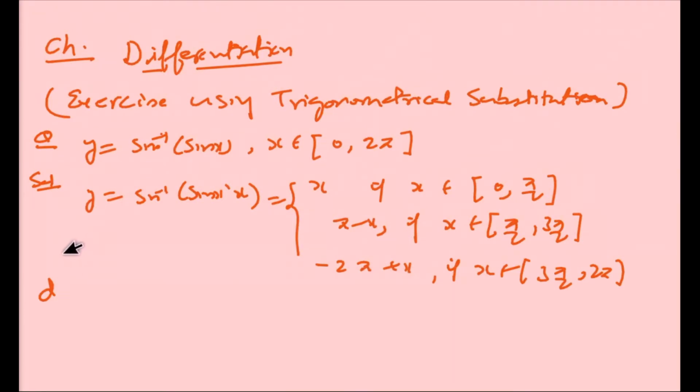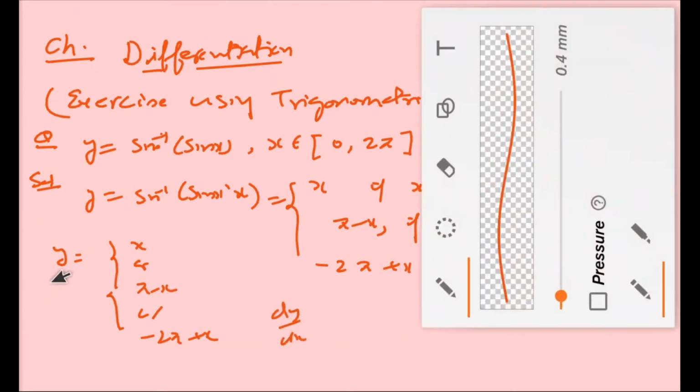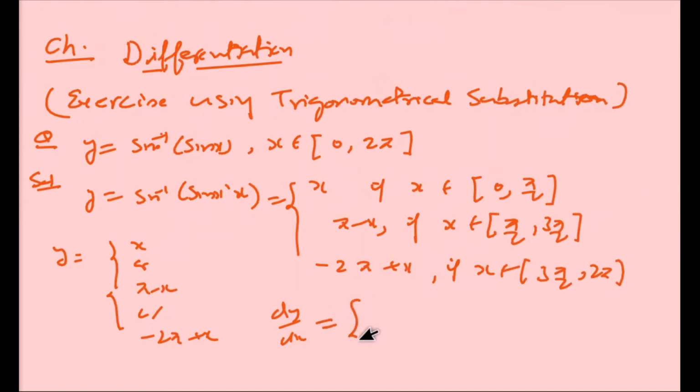So we can write y equal to x or pi minus x or minus 2 pi plus x, right? So we can take here dy by dx equal to differentiation of x is 1, and pi minus x is 0 minus 1 equal to minus 1, and minus 2 pi plus x is 0 plus 1 equal to 1. Okay, so this is your required solution.